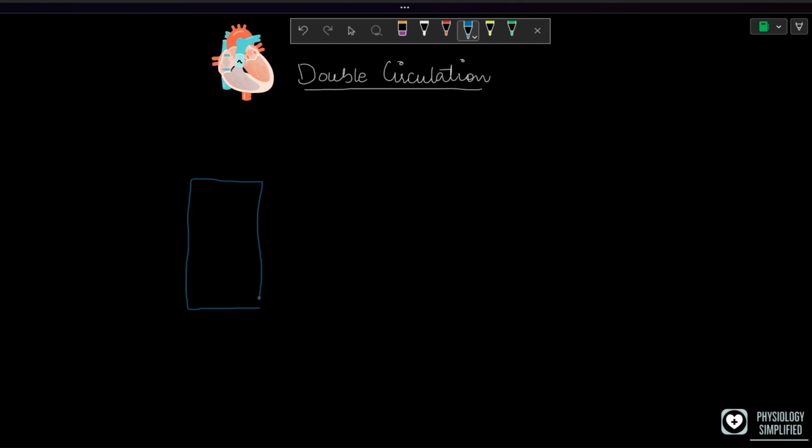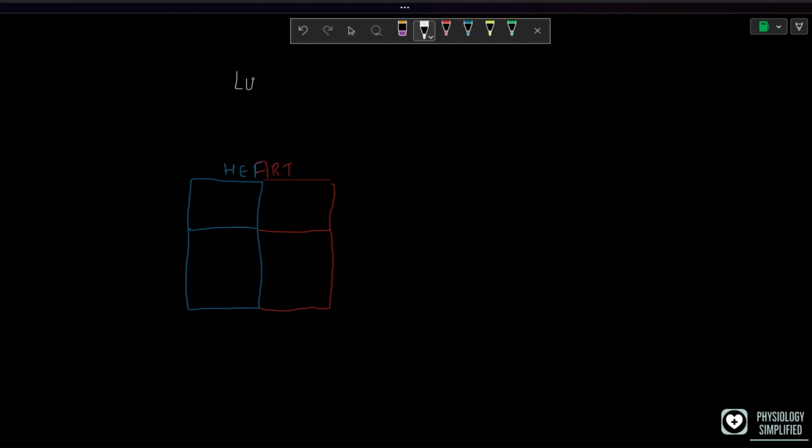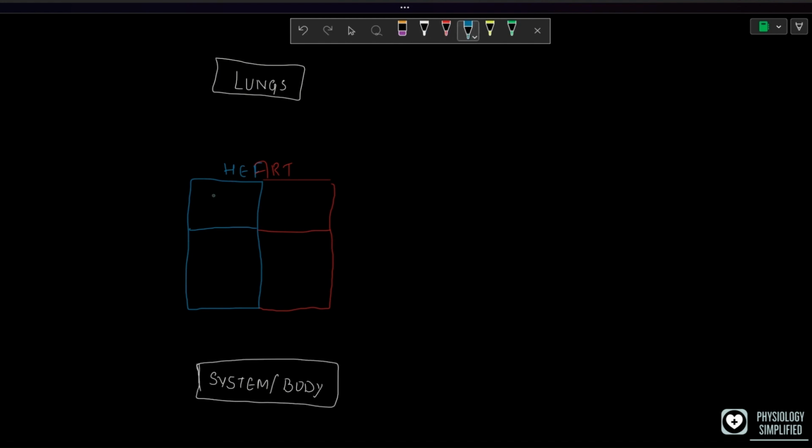Here I am drawing a blue rectangle which represents the right side of your heart, and this red rectangle on the right side represents the left side of your heart. The right side of the heart, or the blue side, deals with the deoxygenated blood, whereas the red side of the heart deals with the oxygenated blood. The pulmonary circulation occurs between the lungs and the heart, whereas the systemic circulation occurs between the body and the heart. So let's label the rectangles.